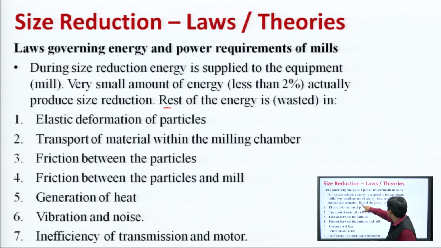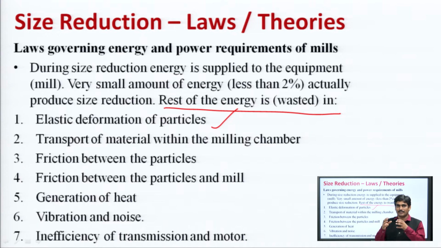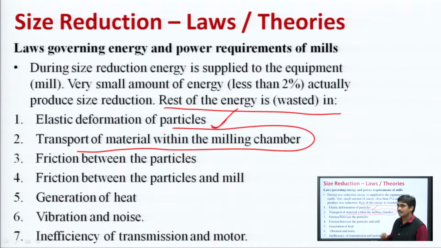So, where is the rest of the energy wasted? In elastic deformation of particles. Elastic deformation means, when you are stretching a particle and releasing the pressure, the particle again regains its original shape. So, in this elastic deformation of particles, energy is wasted. During transport of material within the milling chamber, some energy is wasted due to the friction between the particles. When the particles are moving in the mill, there is friction between each of the particles. So, due to this friction, some energy is wasted.